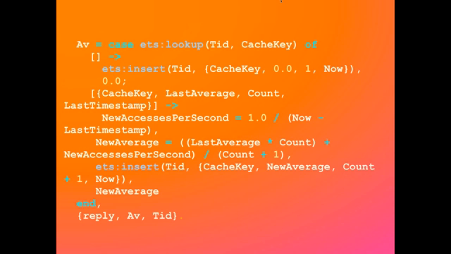But now it's just the current time. The TID is the name of the ETS table. In this case, for instance, with related, it would be the fireman cache for related. And then if we do have something, we get back a tuple that's the key, the average, and then the count, and then the last time we accessed that.